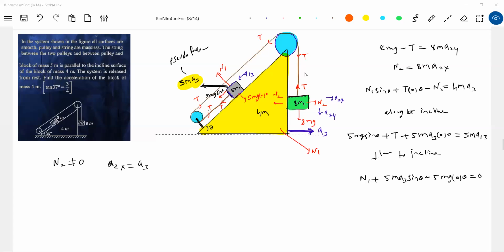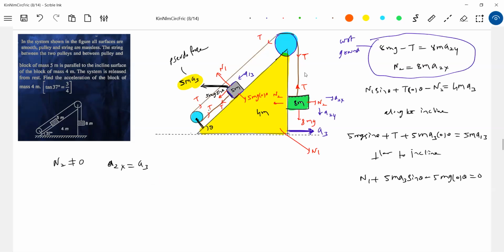See, I'm writing this motion with respect to ground, just so that students can think. If you write motion with respect to the wedge, then with pseudo force, this will become N2 minus 8m A2x equals 0. So that students can make the observation, that's why I wrote it like this, in the ground frame. Otherwise N2 minus 8m A2x equals 0, and this pseudo force you show in this direction. Okay, I do have the equation.